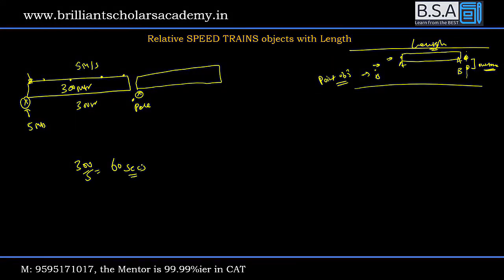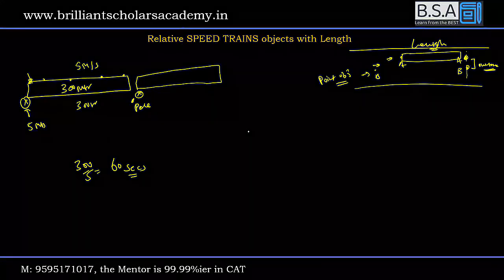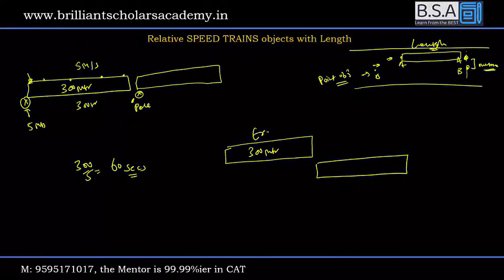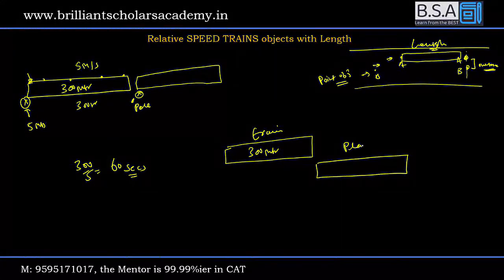So in this case, only the length of the train matters because the pole is supposed to be a point, and also the pole is a vertical object. So there is no width or length that matters here. Only the length of the train matters. If the train crosses, let us say, a platform, the train has 300 meters length, and the platform has 200 meters length. Let us imagine that.